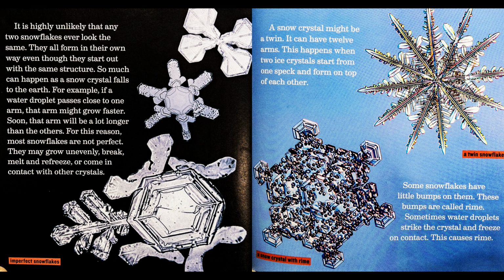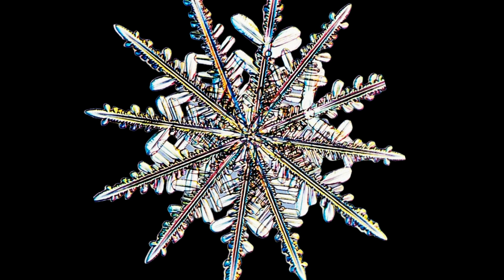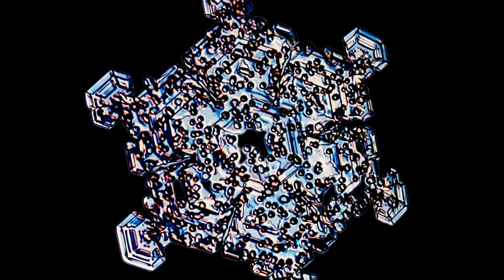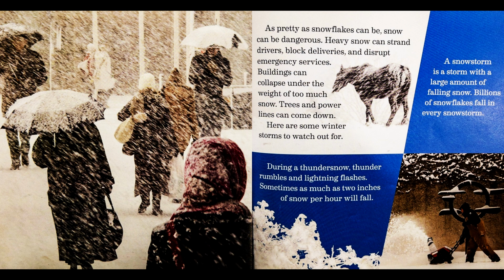A snow crystal might be a twin. It can have 12 arms. This happens when 2 ice crystals start from one speck and form on top of each other. Some snowflakes have little bumps on them. These bumps are called rime. Sometimes water droplets strike the crystal and freeze on contact. This causes rime.